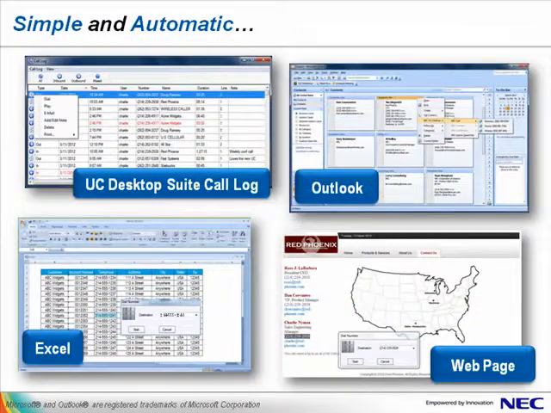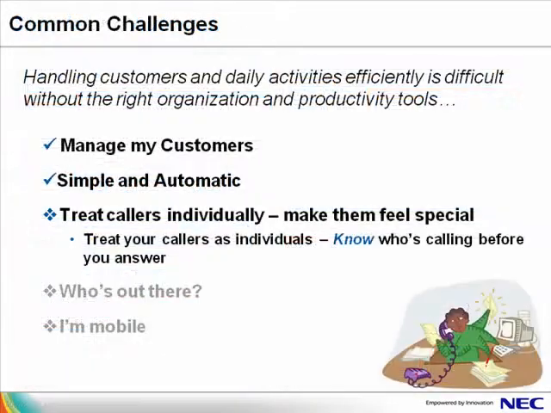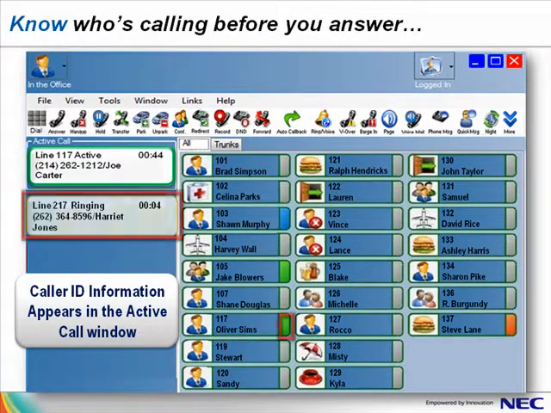You can also dial directly from your call log, a customer relationship management application, an Excel spreadsheet, or cut and paste a number from any document, application, or web page. So far, you've seen how UC Desktop Suite can help you manage your contacts, handle incoming calls, and dial automatically. How can it assist you in treating your callers as individuals? Caller ID information, including name where available, is displayed in the active call area so you can greet your caller personally. If you are already engaged in a conversation, knowing who is calling enables you to make an informed decision about taking the call or letting it forward to voicemail.